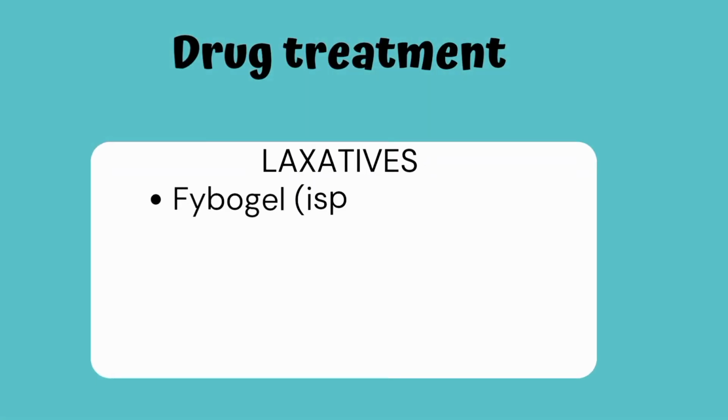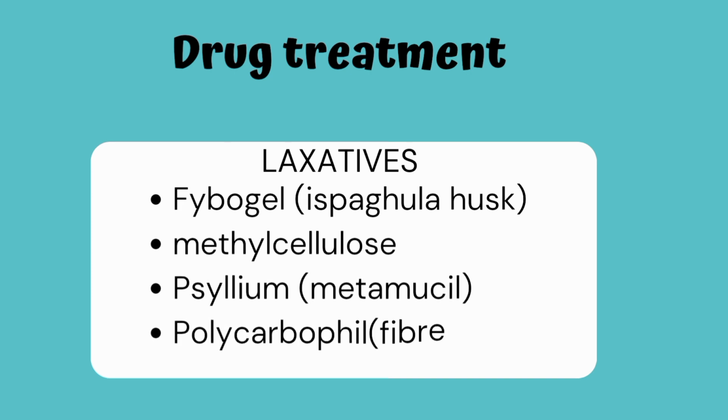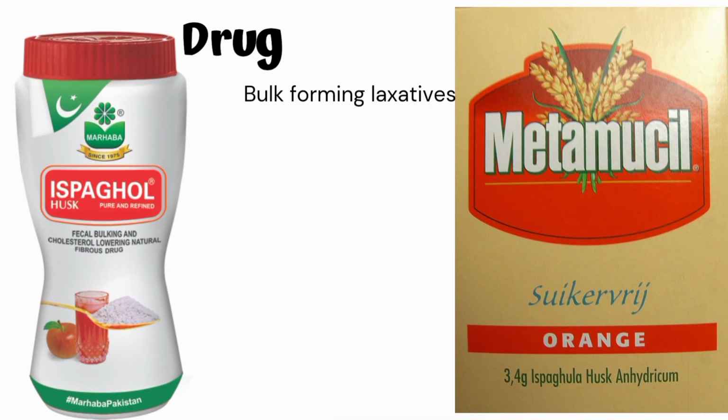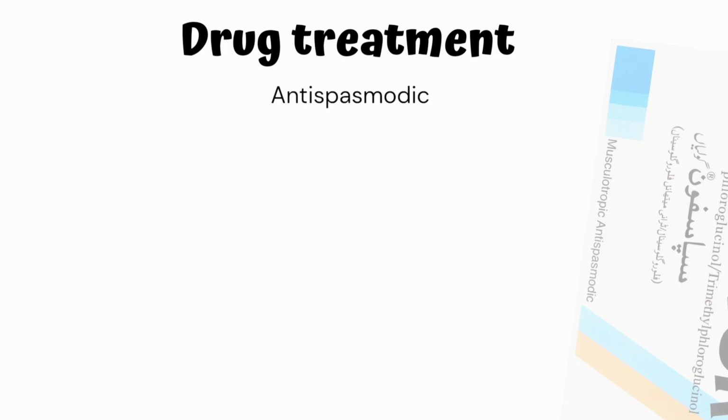In laxatives, we have Fibogel, Ispaghula husk, the most commonly used, then methylcellulose, psyllium, which is also known as Metamucil, and polycarbophil, which is also known as Fibercon. These are some laxatives that we use for the relief of constipation. These are some bulk-forming laxatives, including Ispaghula husk, the product of Marhaba, then psyllium husk, and Metamucil.